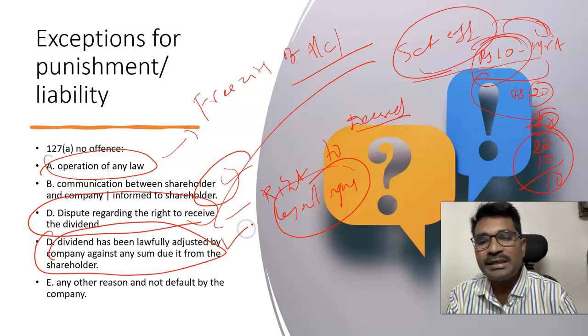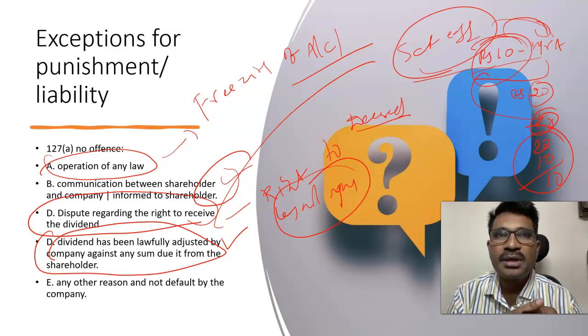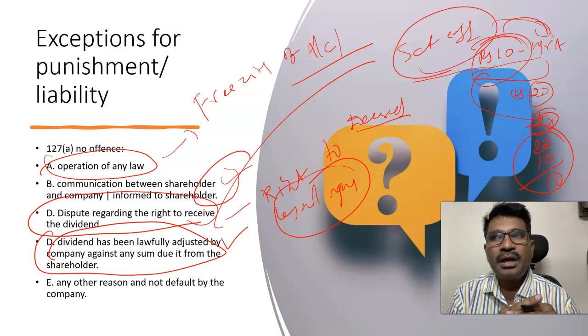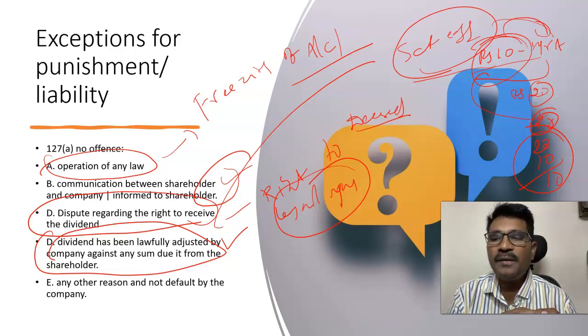That's where point number D says, a dividend has been lawfully adjusted by the company against any sum due from the shareholder. Some of you may have a doubt. Sir, what are the dues that the shareholder has to the company? In general, most of the time, uncalled share capital. Whenever the shareholder fails to pay the call money, and at the same time the company declares a dividend, then the company can make an adjustment between the call monies and the unpaid dues between the company and the shareholders.